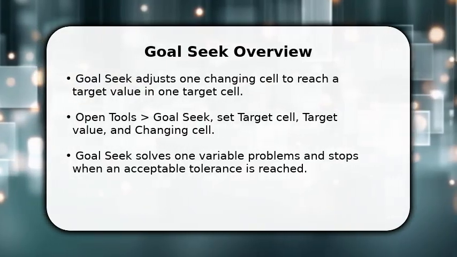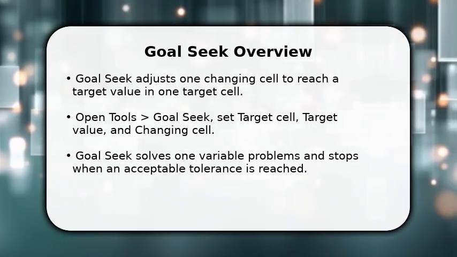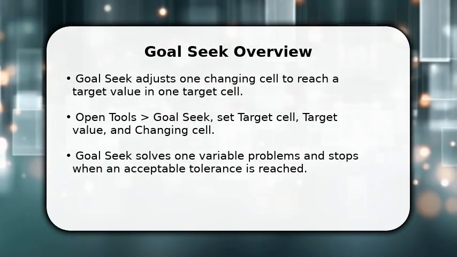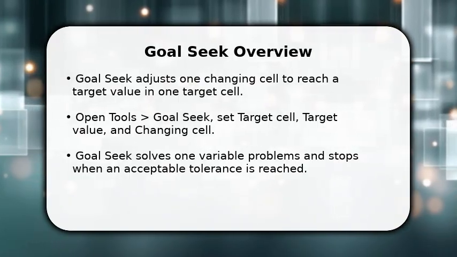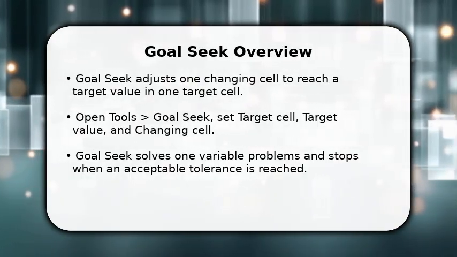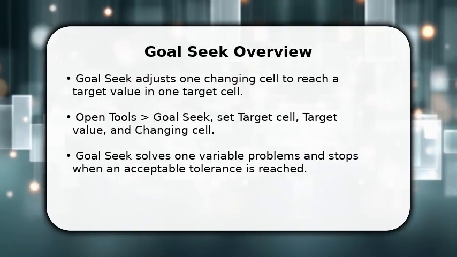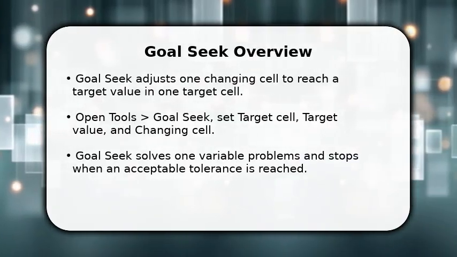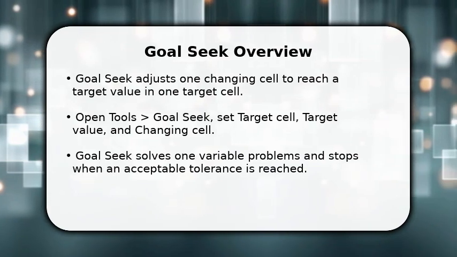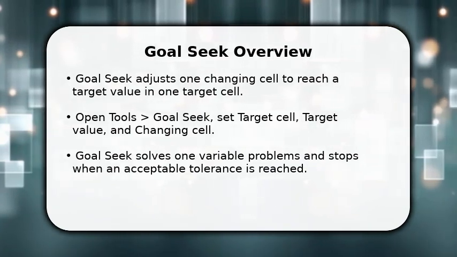In the dialog, set the target cell that holds the formula you want to change. Enter the numeric target value you want to reach, such as 15,000 or 0. Set the changing cell that Calc can modify to reach the goal. Goal-Seek solves only one variable problems and stops when it reaches its tolerance.